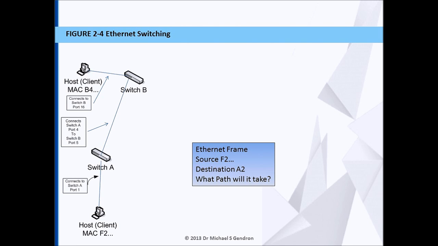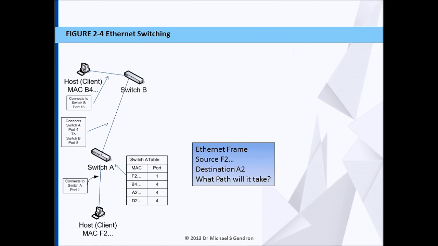What effect does all of this have on the switch A forwarding table? Well, the switch A forwarding table has, as all forwarding tables do, a list of MAC addresses and a list of associated port numbers where those MAC addresses are connected or where they're known to exist. We look, F2 in this forwarding table is connected to port 1, and B4, A2, and D2 are connected somewhere out switch A, port 4.